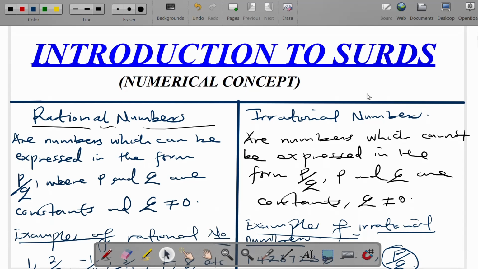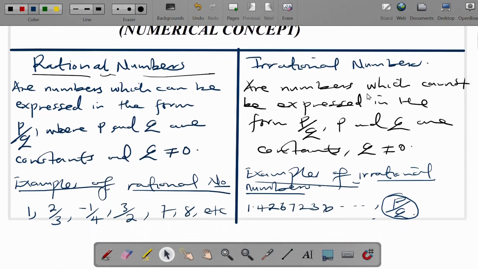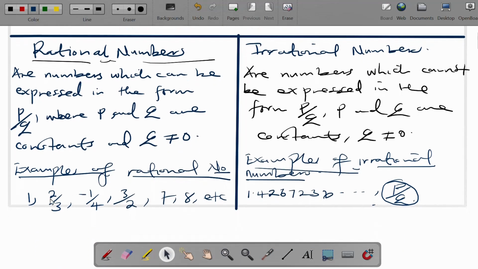Tonight we are talking of the introduction to Surds, and it is a topic and a numerical concept. Before we talk of Surds, let us understand the meaning of rational numbers and irrational numbers. Rational numbers are numbers which can be expressed in the form P divided by Q, where P and Q are constants, and Q, which is the denominator, should not be equal to 0. We are having examples of rational numbers. We can have 1, we can have 2, we can have negative 1 divided by 4, we can have 3 divided by 2, 7, 8, and many others of the same category.